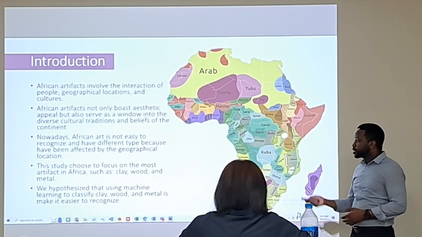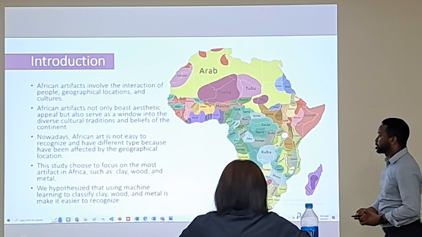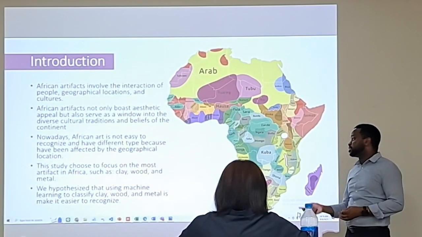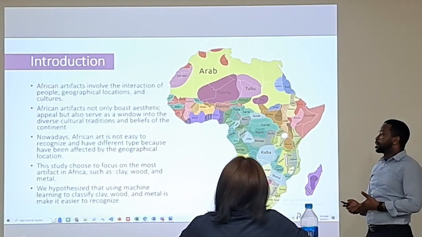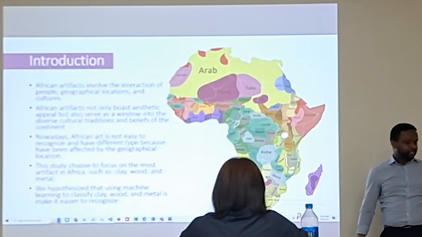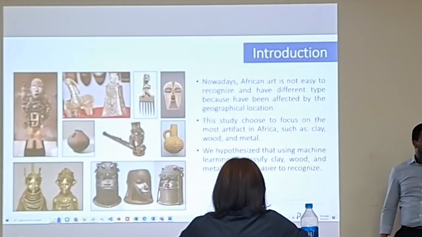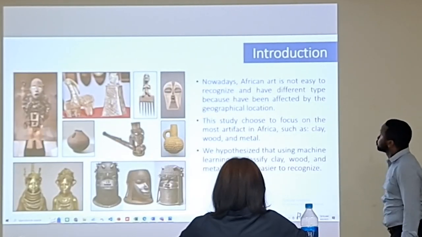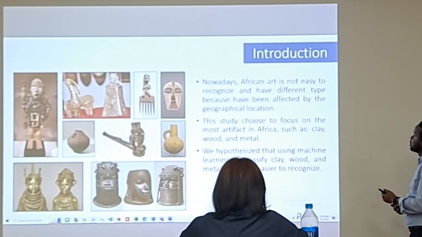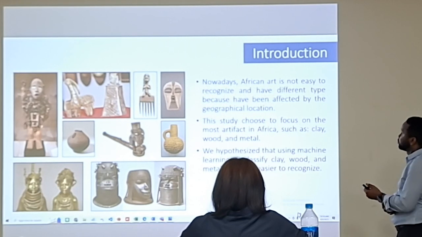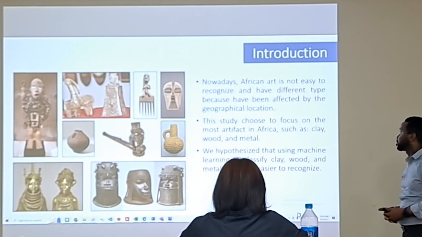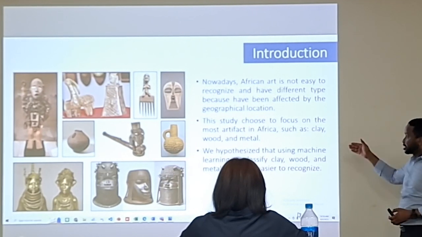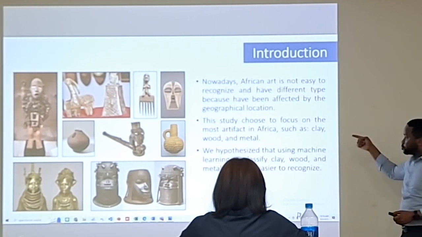I hypothesized that machine learning could classify clay, wood, and metal and make it easier to recognize these artifacts. And also, as I said, nowadays African art is not easy to recognize and has different types because of being affected by geographic location. This study chooses to focus on the most common African arts, as I said: metal, wood, and clay.